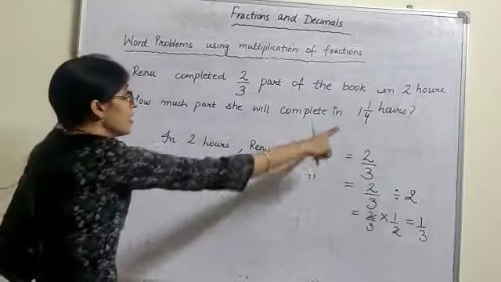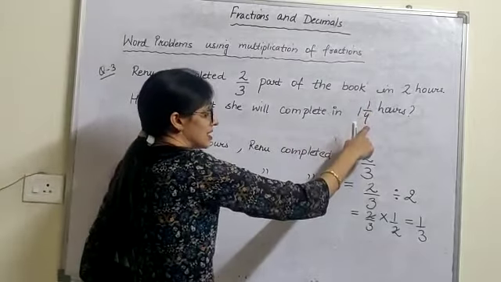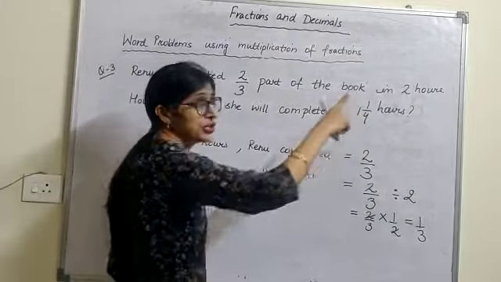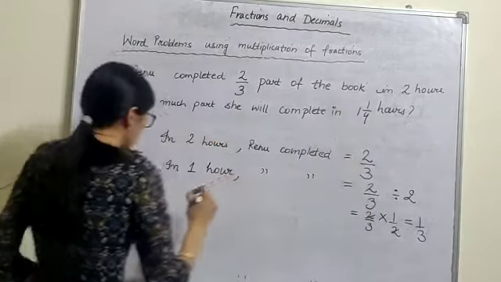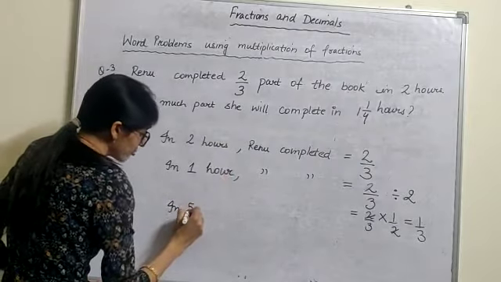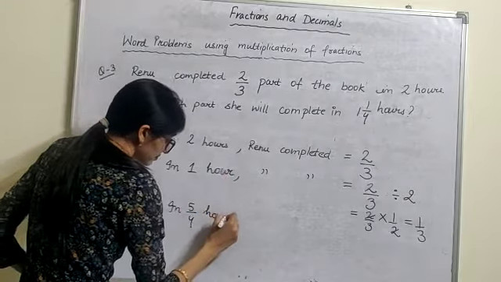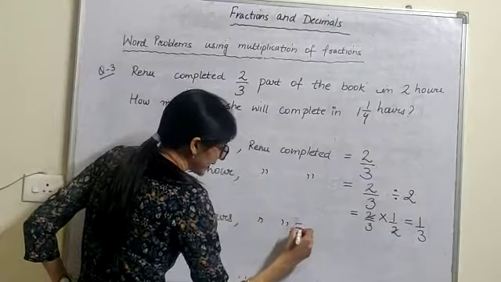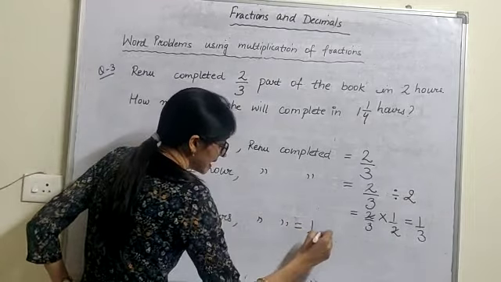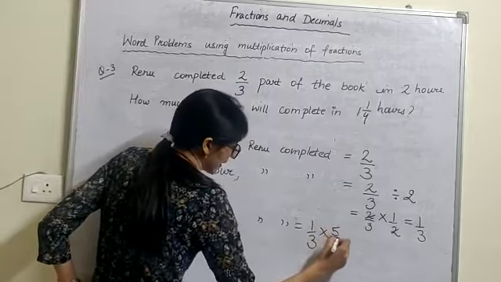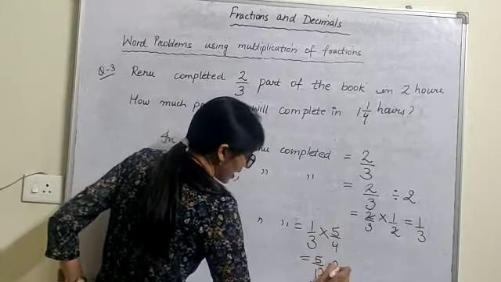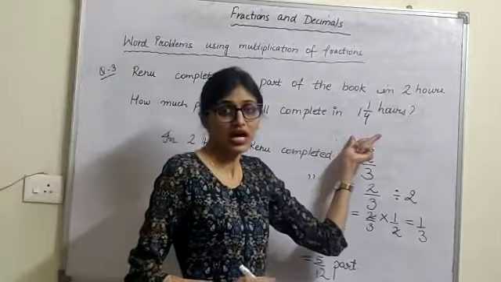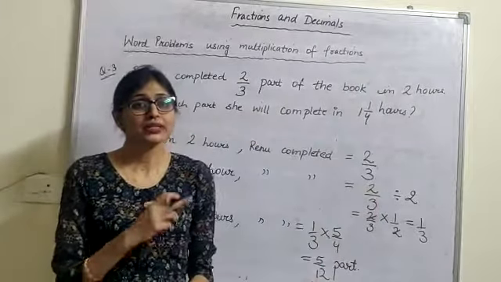Now, we have to find for 1 by 4 hours. First, convert this mixed fraction into an improper fraction. 4 ones are 4 plus 1, 5 by 4 hours. So, in 5 by 4 hours, Renu completed 1 by 3 multiplied by 5 by 4. That is 5 by 12 part of the book she completed in 5 by 4 hours. This is the solution to this problem.